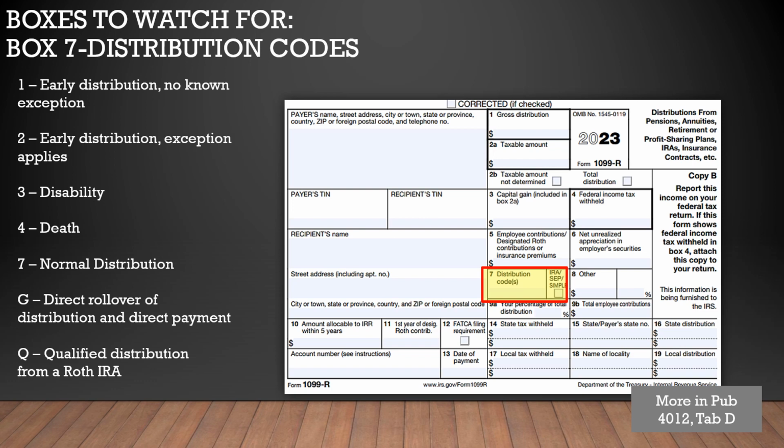And code Q is for a qualified distribution from a Roth IRA. If you'll remember, we talked about Roth IRAs being a little extra special because you make the contributions post-tax, so those definitely aren't taxable, but also the earnings aren't taxable. So code Q tells us that none of this gross distribution is going to be taxable.